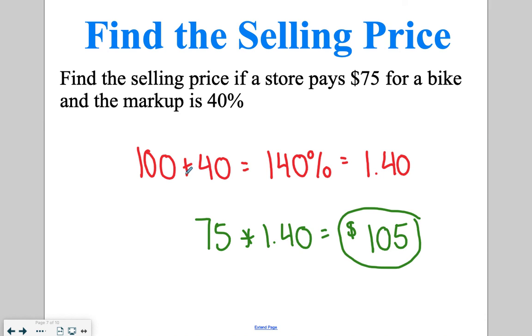So we add our 40% on, giving us 140%. Move the decimal over to 1.40 or 1.4. Multiply by the original price of $75, and you get a final answer of $105 for the selling price.